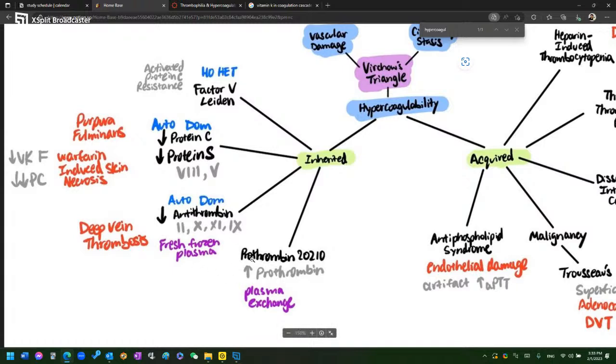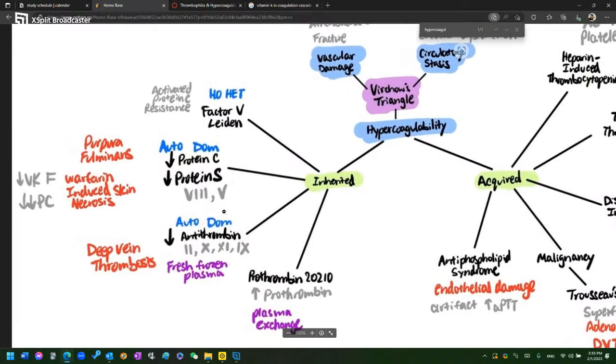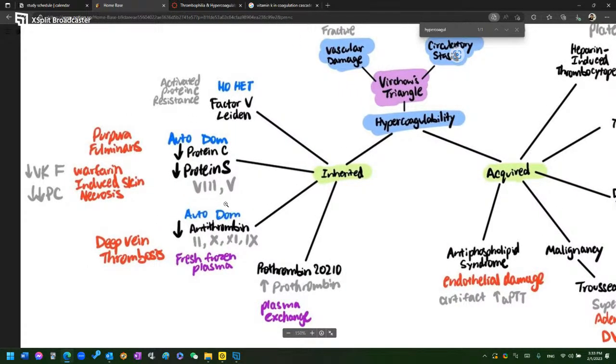Whereas for these ones, you can't really give them protein C. That's not going to fix it. Instead, you're just going to have to switch out the plasma. I think that covers inherited. It's a little bit challenging, but I think it makes some sense, right?